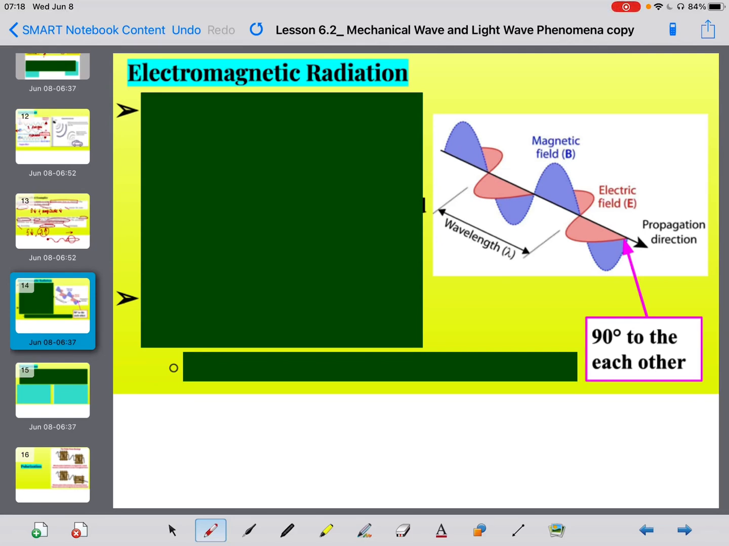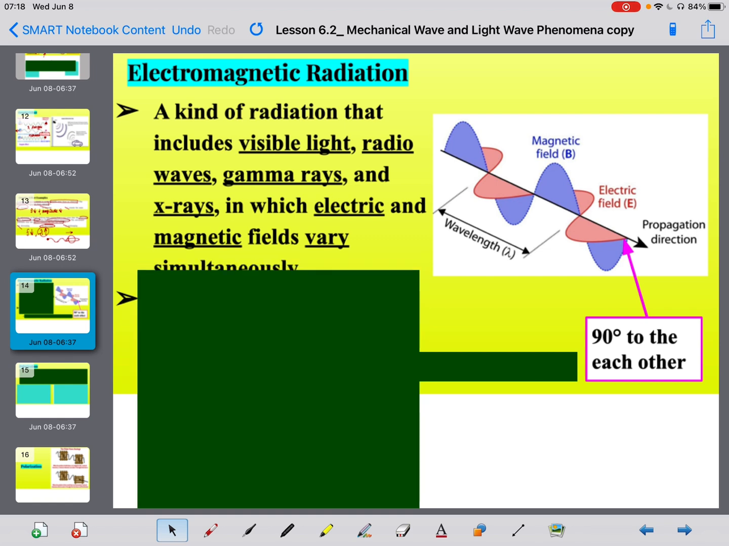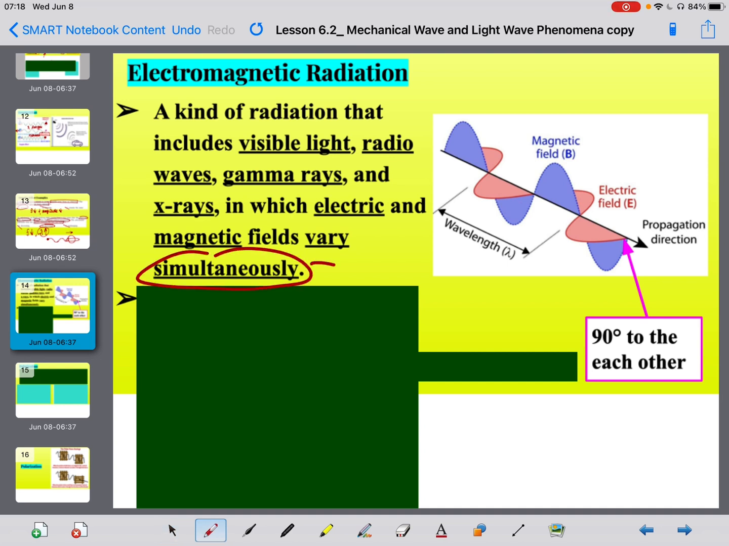All right, so electromagnetic radiation, what does this actually mean? Well, the following: a kind of radiation that includes visible light, radio waves, gamma rays, and X-rays, in which electric and magnetic fields vary simultaneously. So, again, we talked about that word simultaneously means at the same time. Okay. So obviously this is just some type of radiation. This is not all types of the electromagnetic spectrum.